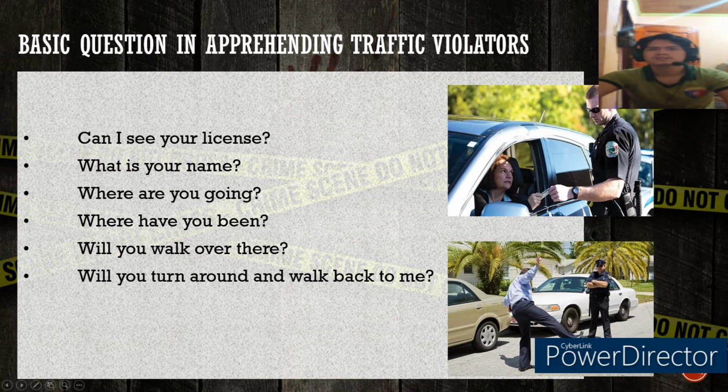These are the common questions asked by an officer when apprehending someone for committing violations. Can I see your license? They may ask to see your driver's license and registration, as well as request any other documentation they may need. The officer will then look at the driver's license and insurance to ensure that they are valid, which also includes checking for any tickets against your name. Next is, what is your name? This is to check if the real name is indicated in the license.